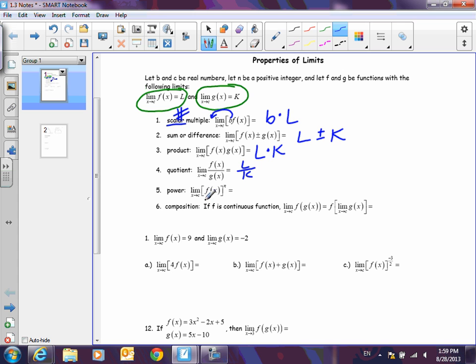And number 5. This looks weirder, but I'm going to go ahead and tell you it's nothing weird about it, really. Yeah, the limit of f of x is L, so we're just going to take the limit to the nth power.